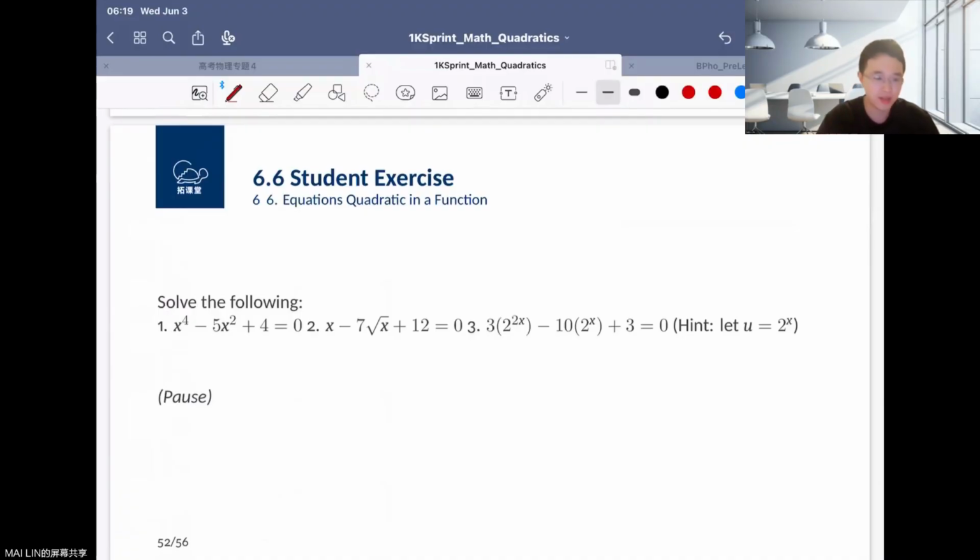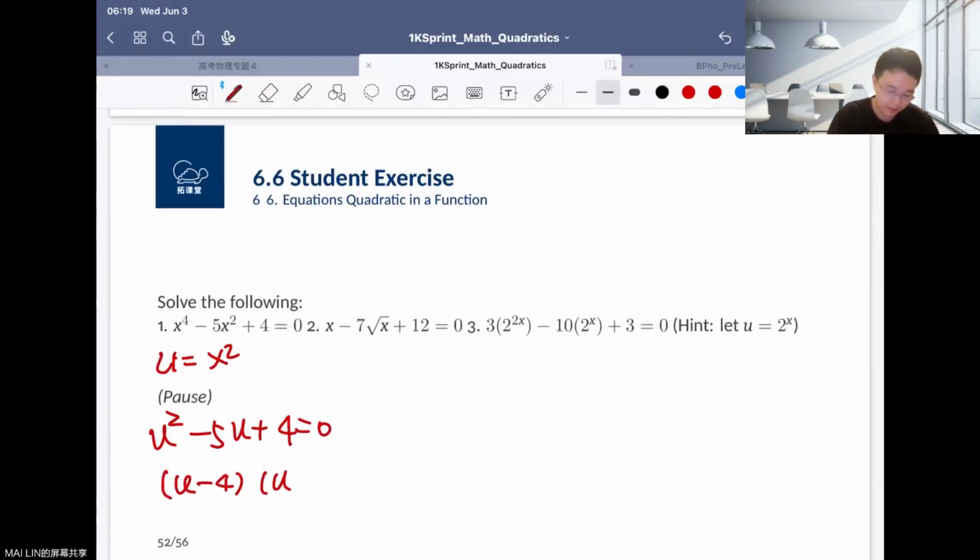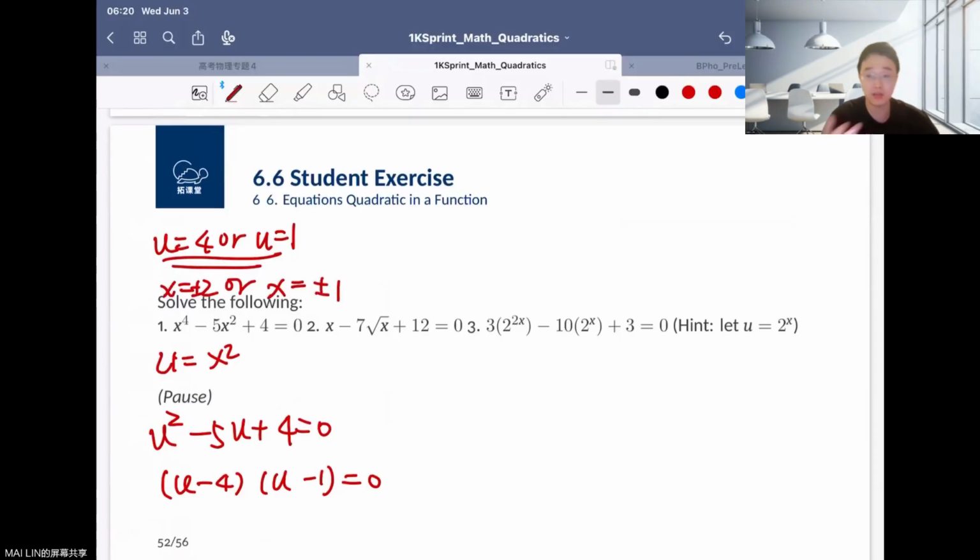So maybe for the first problem, it's very similar to what we have already talked about, right? So we can just let u equal x squared, so it becomes u squared minus 5u plus 4 equals 0, right? So here we can factorize it as u minus 4 times u minus 1 equals 0, right? So we can say u equals 4 or u equals 1. But remember, here is only the solution for u, right? So exactly we have to find the x solution. So we can set x equals positive or negative 2, or x equals positive or negative 1, right? That is for the first problem.